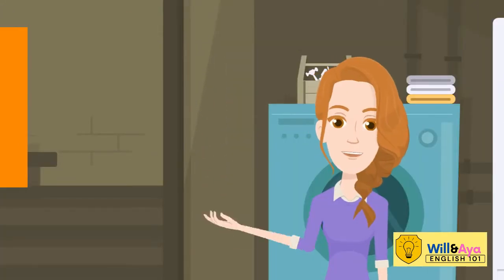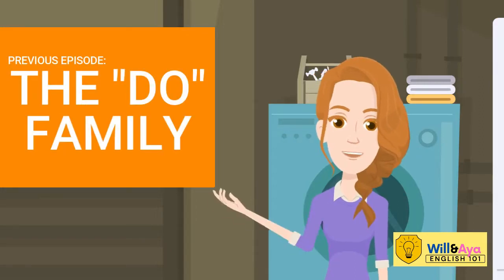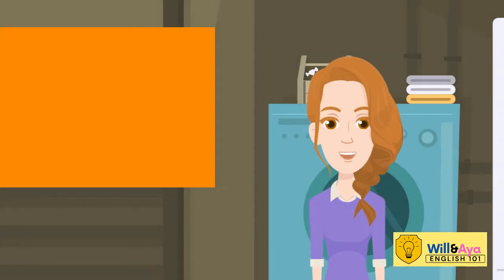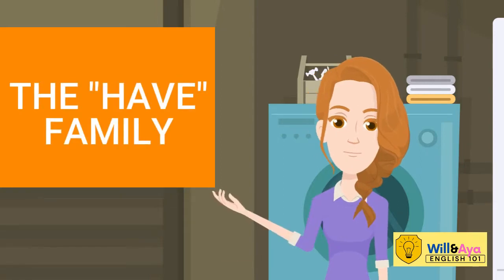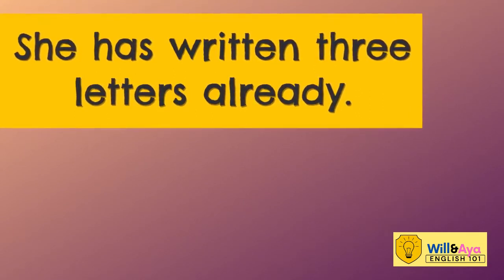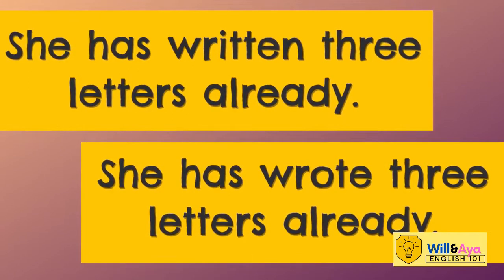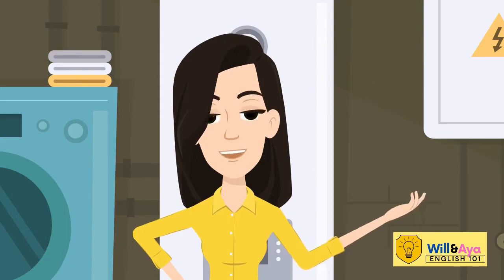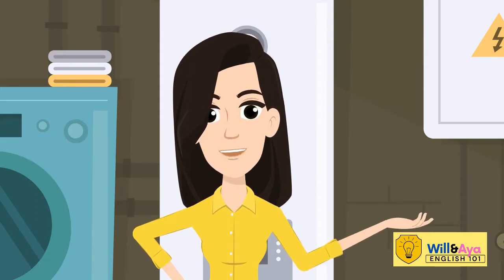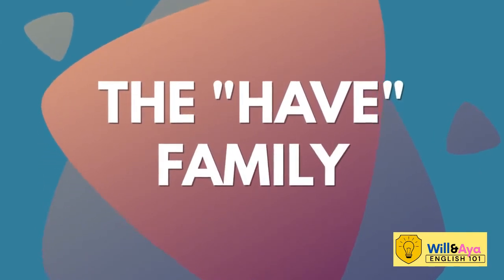In the previous episode, we discussed the do family. This time, let's talk about the have family. She has written 3 letters already, or she has wrote 3 letters already. Which one is correct? But before we answer this, let's first introduce you to the have family.